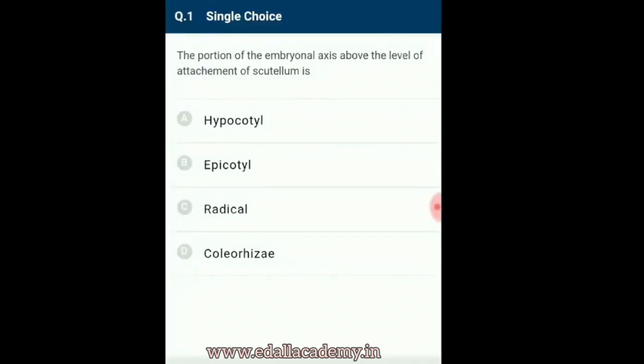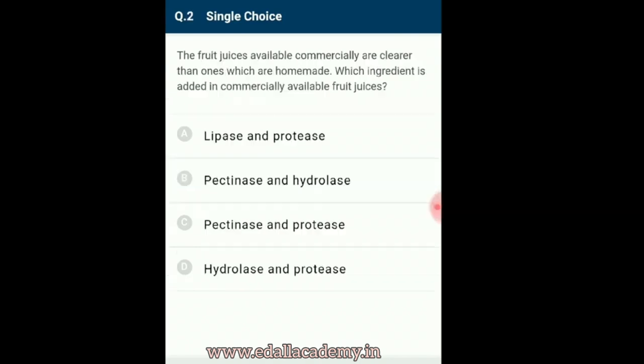The portion of the embryonal axis above the level of attachment of scutellum is... The portion of embryonal axis above the level of the cotyledons is the epicotyl, which terminates with the plumule or stem tip. The cylindrical portion below the level of the cotyledon is the hypocotyl, that terminates at the lower end in the radicle or root tip. So the answer for this question is option B, epicotyl.